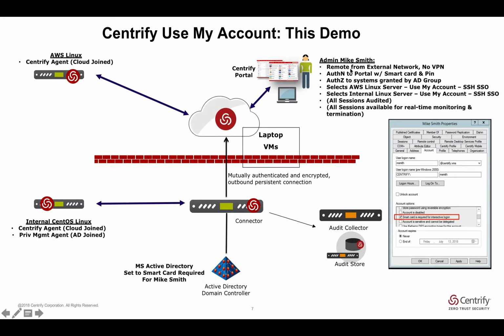All right. I'm going to authenticate to my portal with Active Directory credentials using my smart card PIN, no password, because if you look, my smart card is required for interactive logon. I'll show you how this is all managed by AD groups. I'll select the machine, I'll click Use My Account, and I'll be in. It'll be really simple. Everything's going to be audited. Everything's going to be available for real-time monitoring. Again, my test user here is Mike Smith.